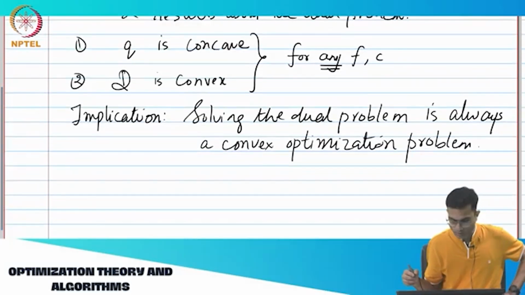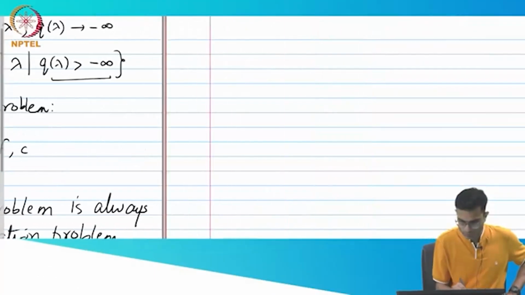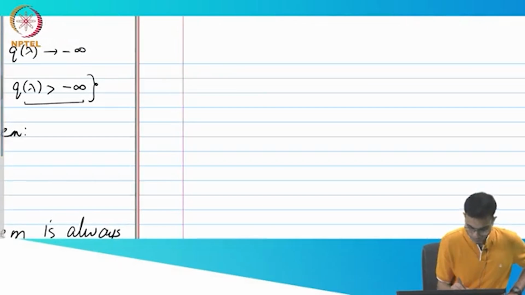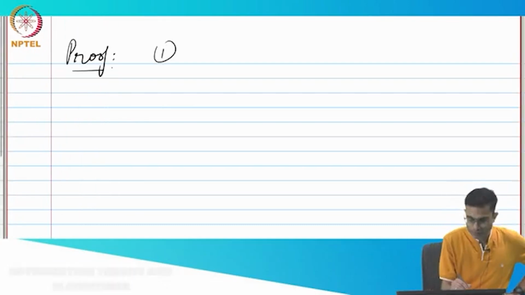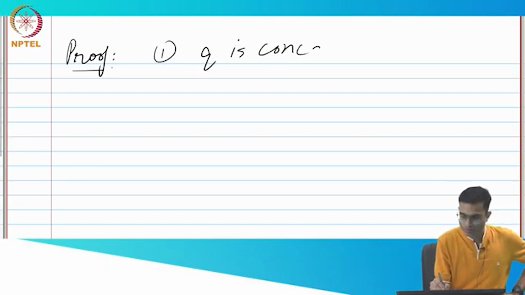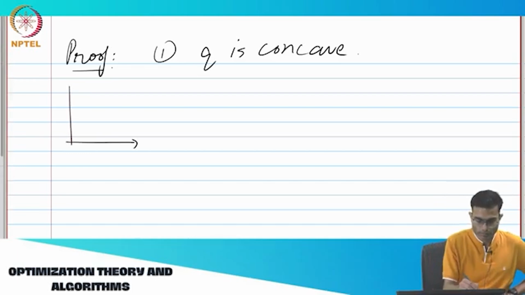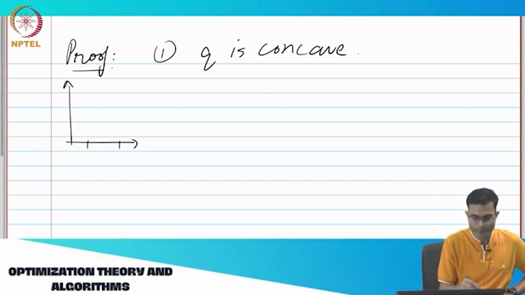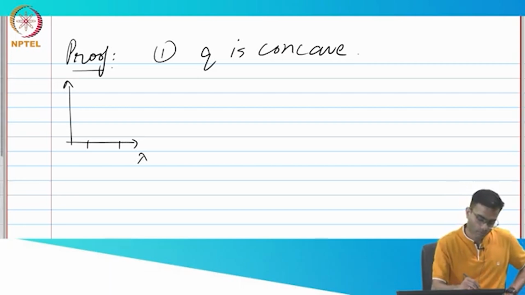Okay, so now let's prove these statements. They are actually very simple to prove. So no big tricks involved over here. The first thing that we have to prove is Q is concave. So we can basically go back to our very simple definitions of convex functions. So supposing let's take lambda is the parameter here. There are 2 points over here.